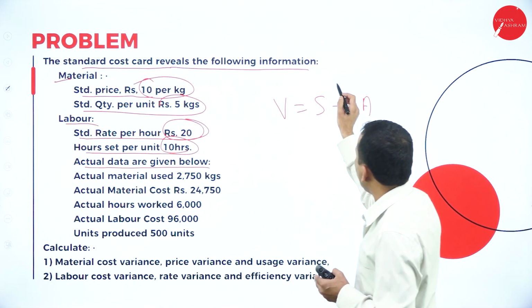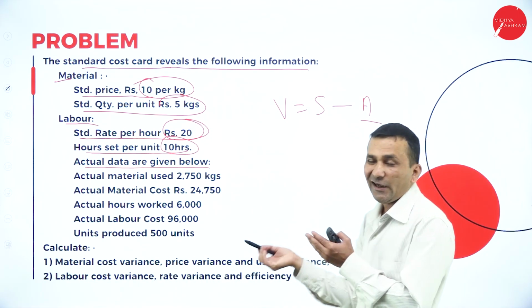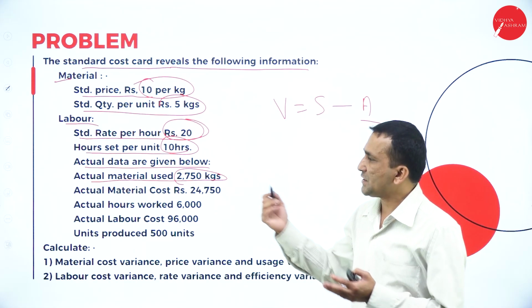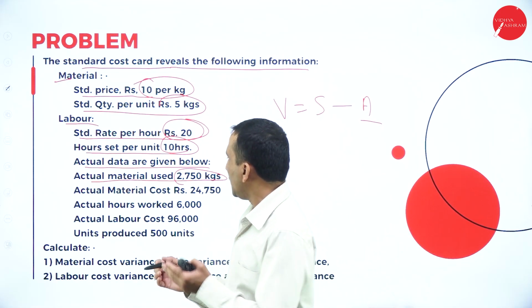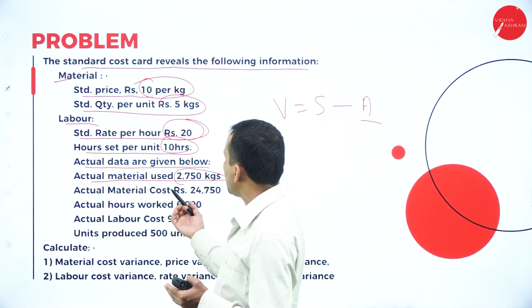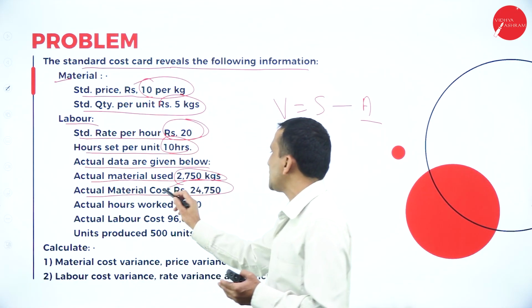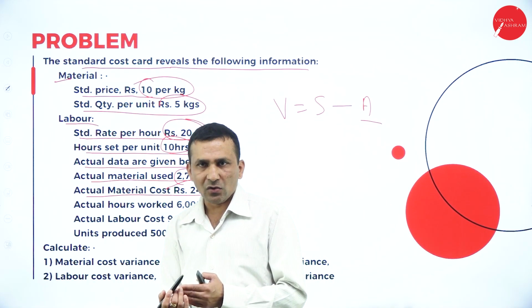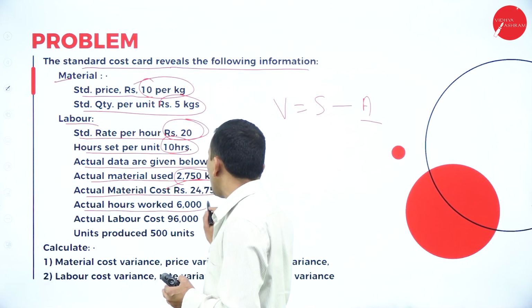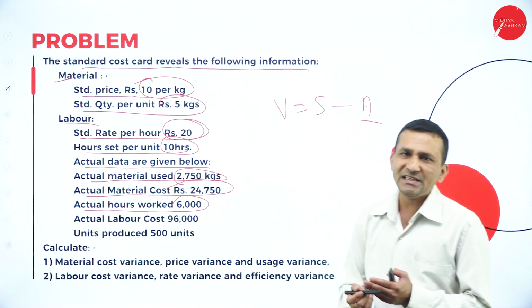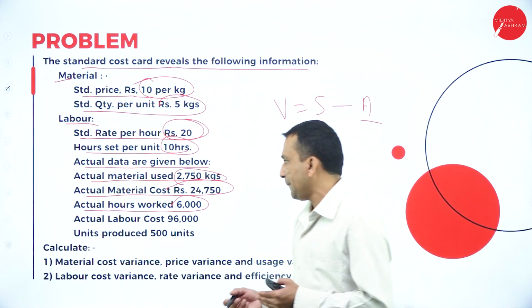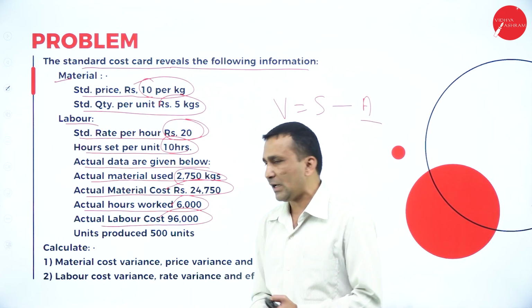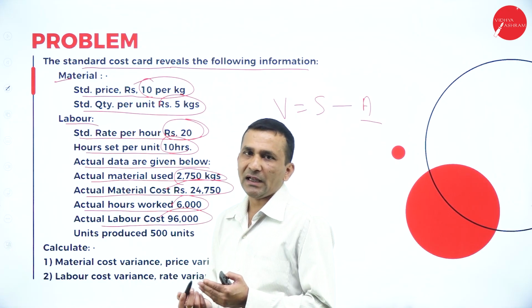Because we are trying to compare with the standard, the actual related information is here. The actual material used is 2750. The standard material is not given, but the information is specified directly. Now actual material cost is given, 24,750. Here the actual hours worked are 6,000. If you divide, easily we can get the actual price here. And the actual labor cost is also given, 96,000. Actually, how many hours are working? Based on that we are trying to calculate the rate.